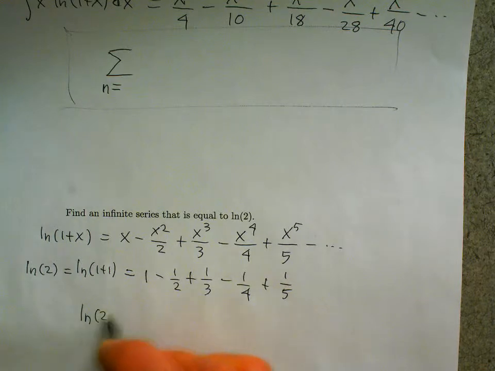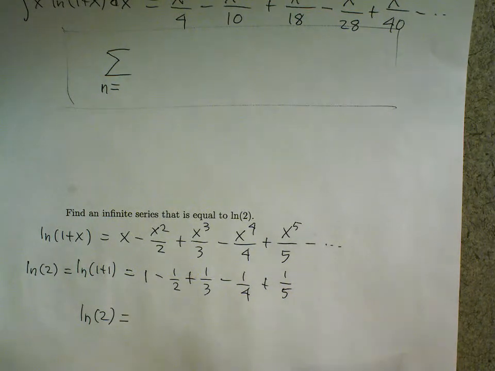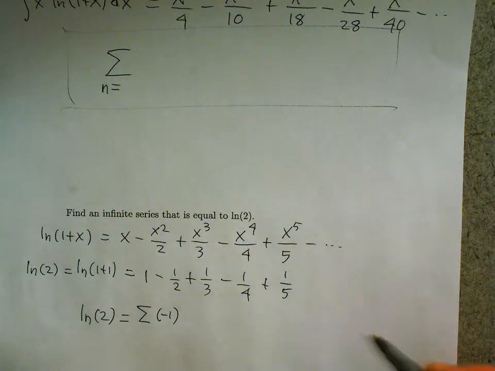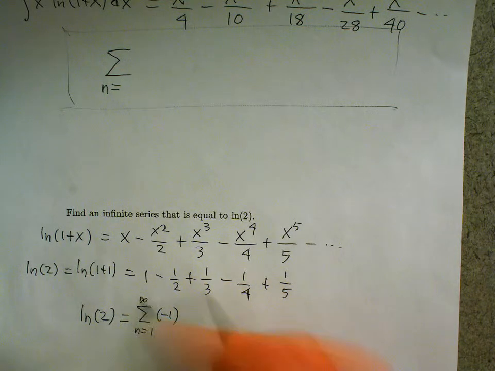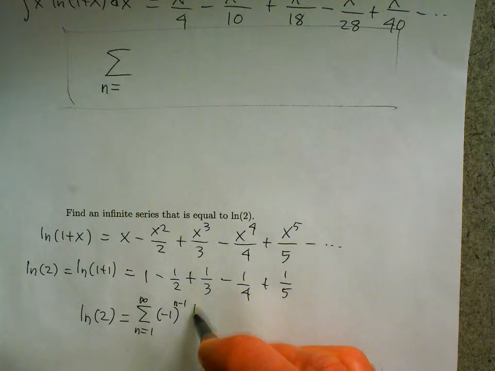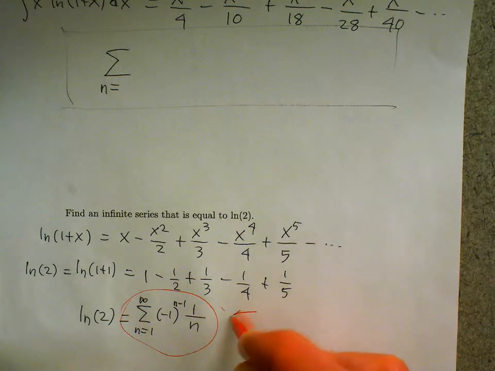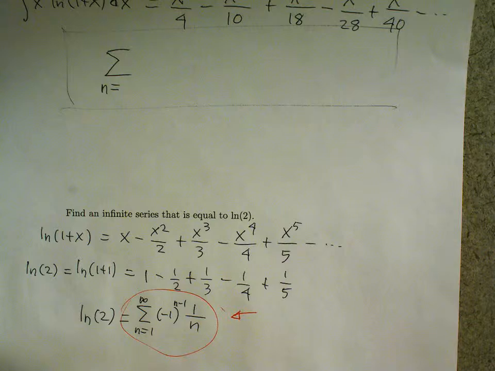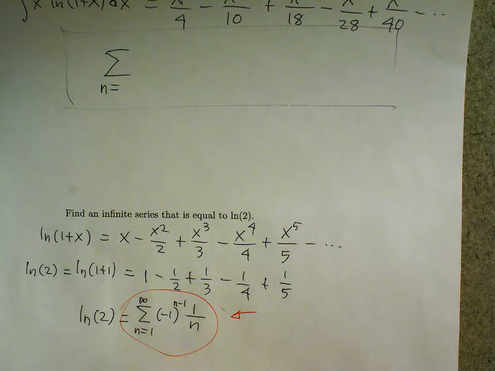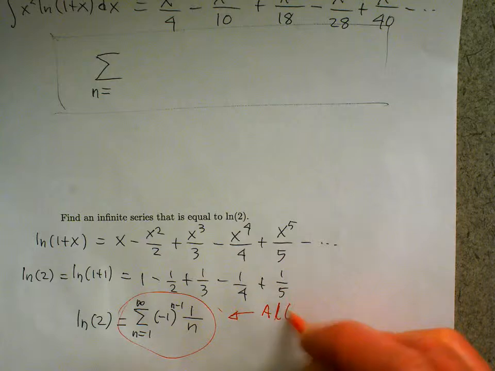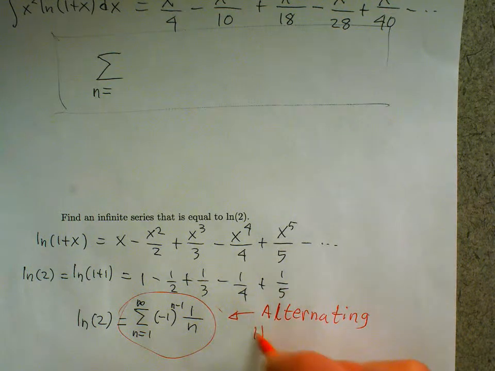So the natural log of 2 is equal to the infinite series. It's alternating. We can start at n equals 1. The first term is positive. And the terms have the form 1 over n. Okay, we have a name for this series. What do we call that? It's the alternating harmonic series.